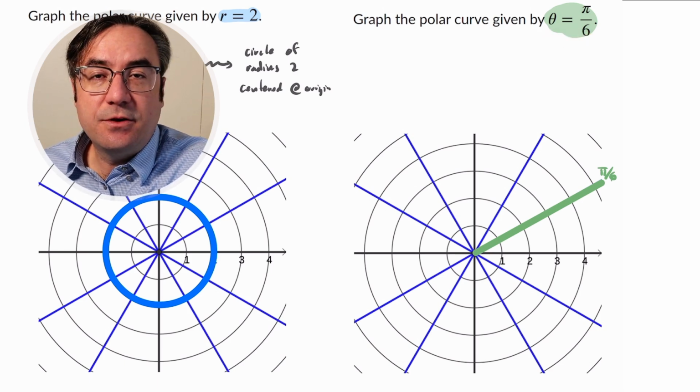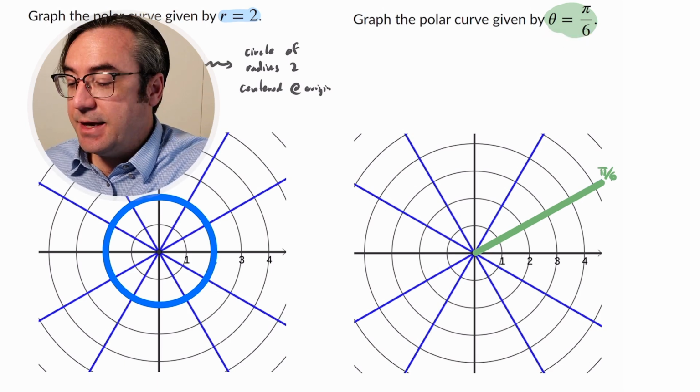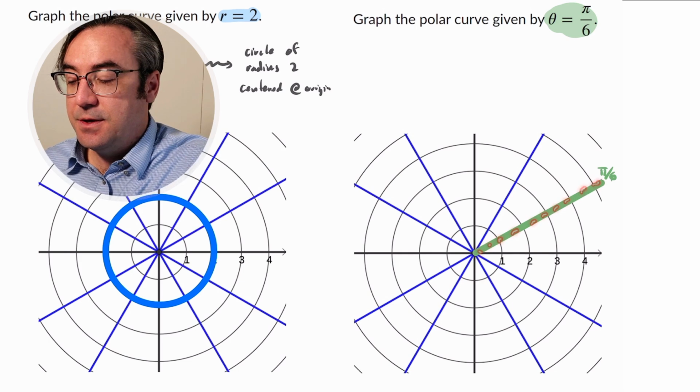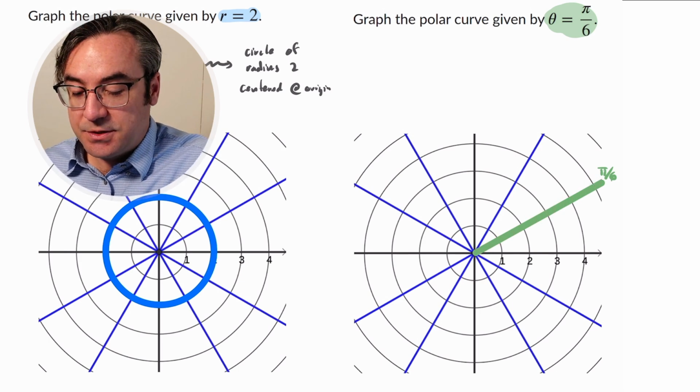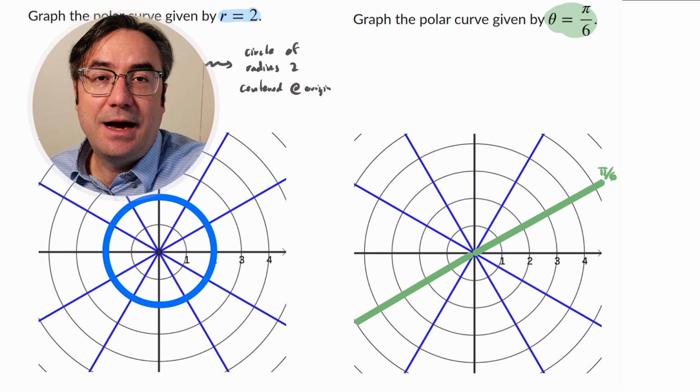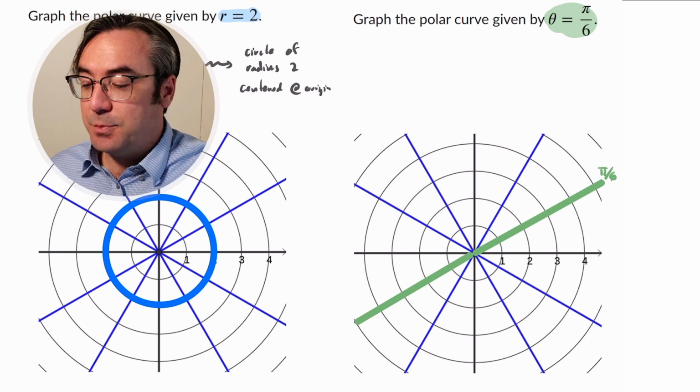Well, we're only interested in the angle here. So r could potentially be negative. So not only are we allowing points in the positive direction on this, but we could potentially have points going in the negative direction. So this is also included on the graph of this polar curve.